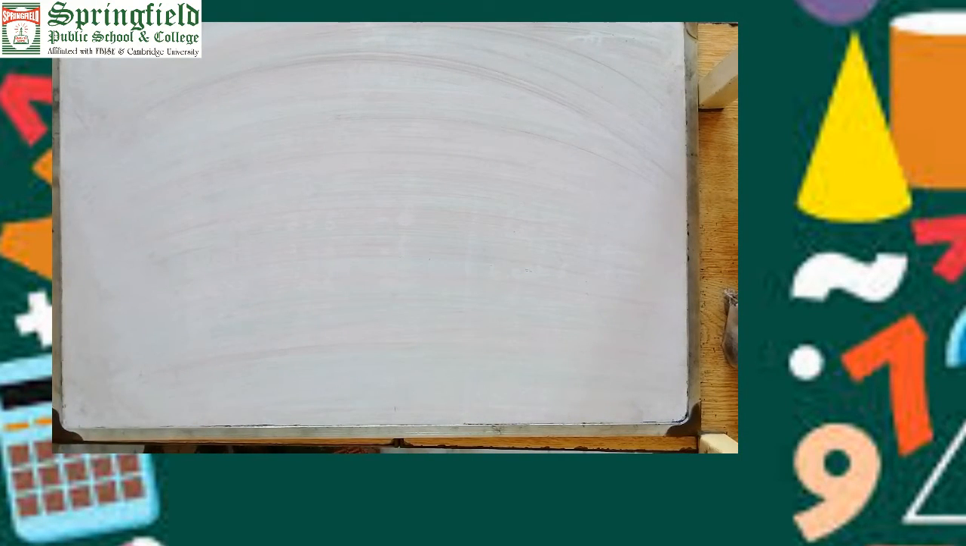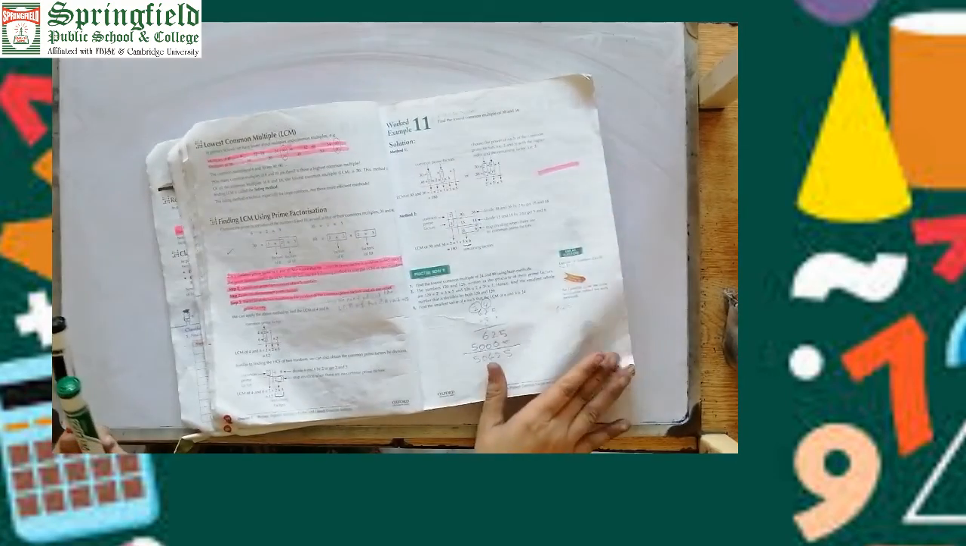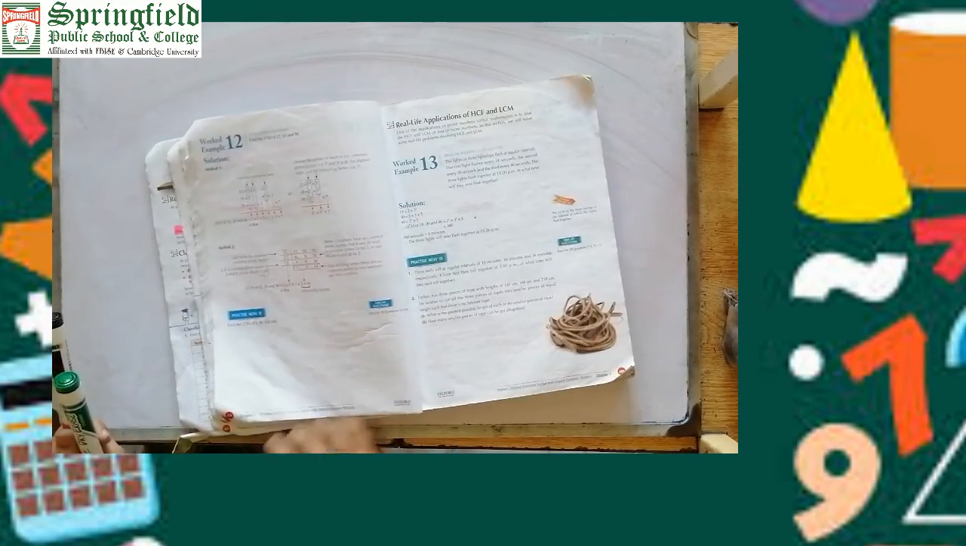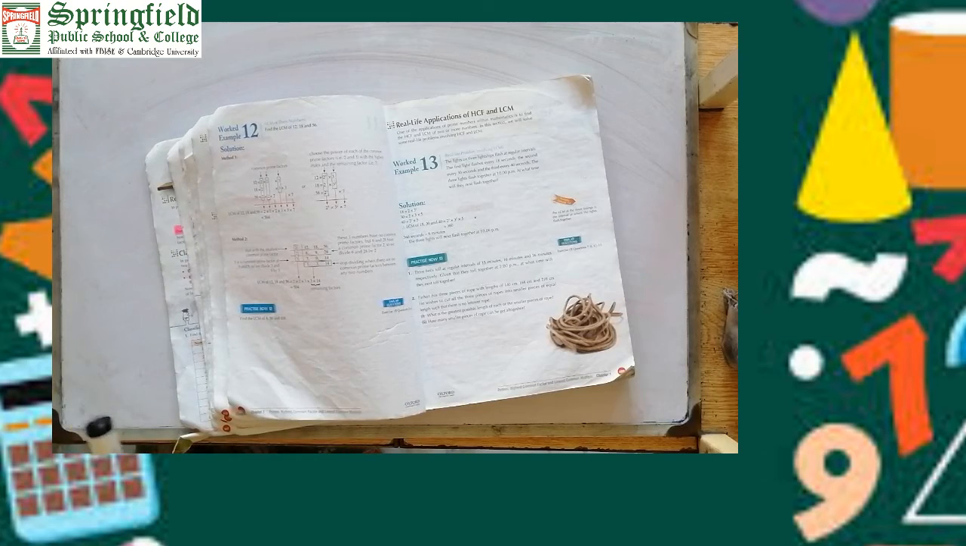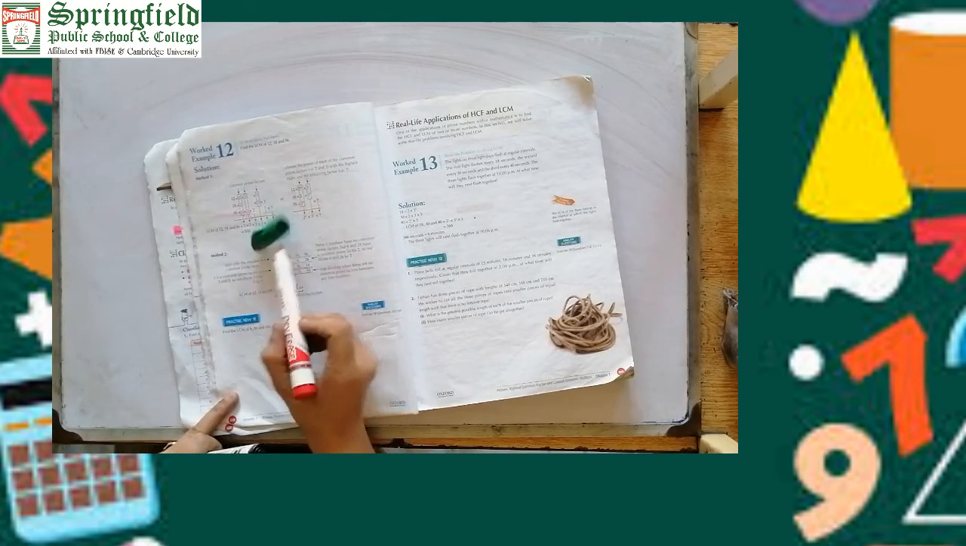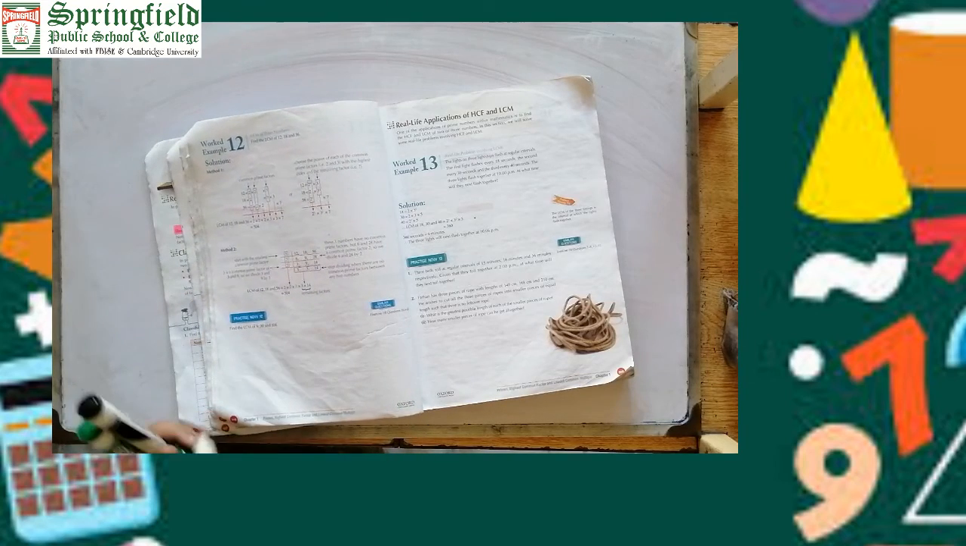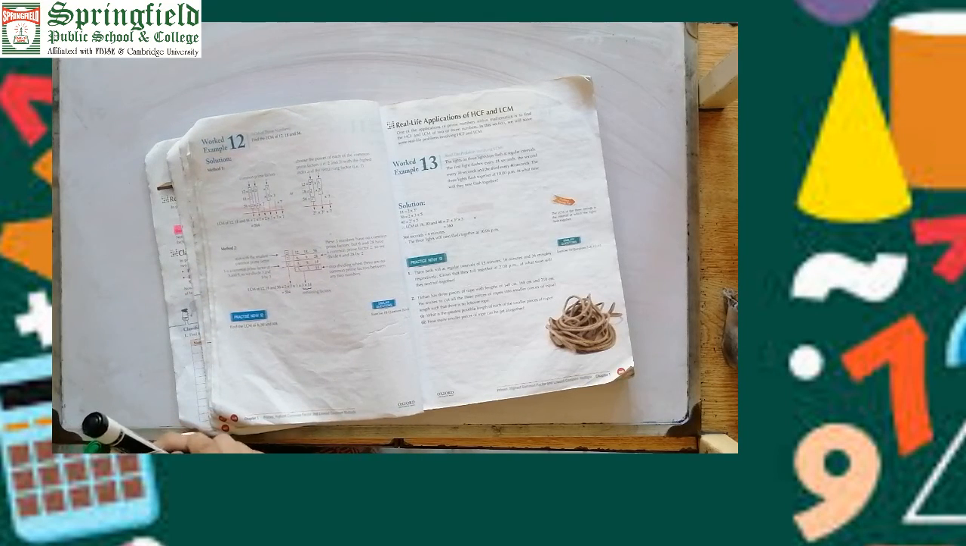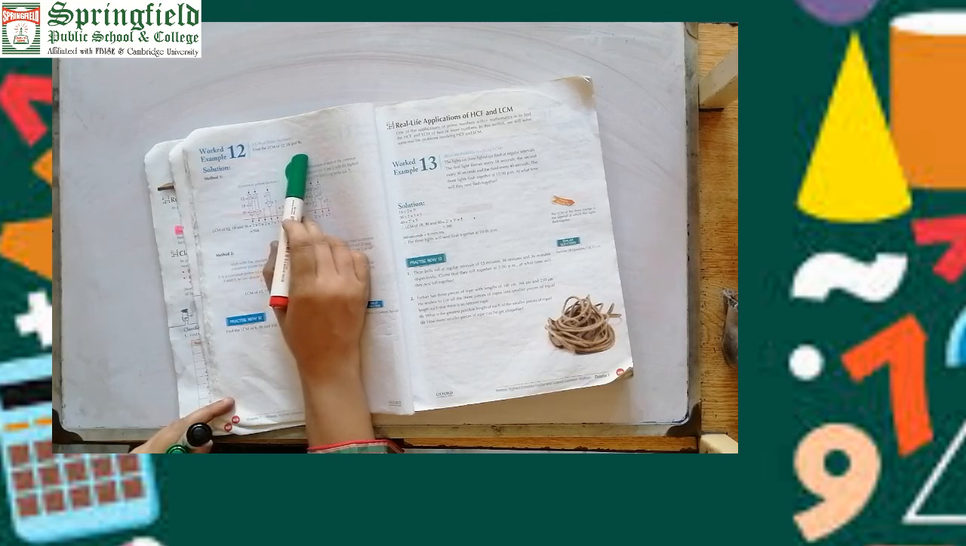Okay, now come on the book. Turn to page number 19. Page 19, example number 12. They are saying find out the LCM of 12, 18 and 56.